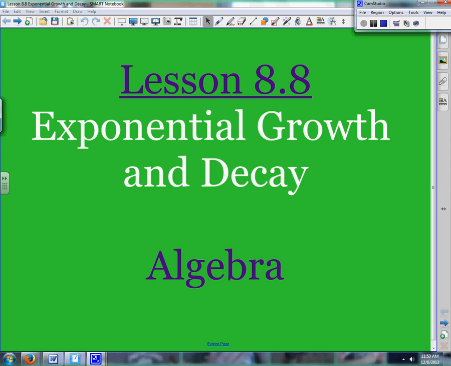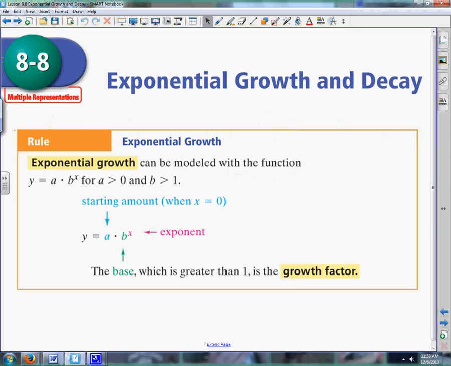Hey guys, this is lesson 8.8 for exponential growth and decay. So make sure you title your paper.